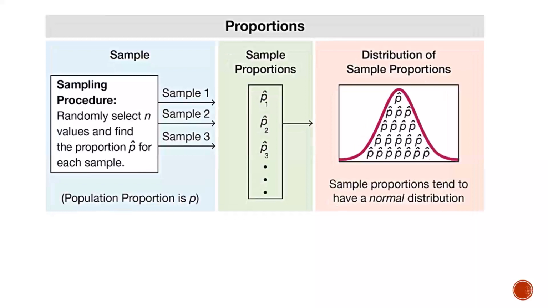Same thing for proportions, right? So we'll mention this. The population proportion is lowercase p, right? So let's say p is the percentage of people who have been in a car accident. That might be, say, for the whole population, 0.2.